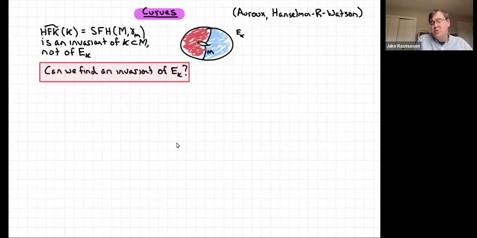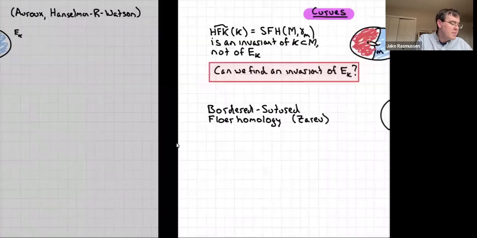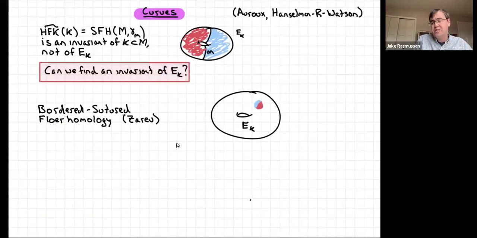So a very natural question to ask is, can we find a Floer homological invariant, kind of like the knot-Floer homology, but that's genuinely an invariant of EK, of the exterior, and not of the knot inside the manifold? How should we think about that? What's the Floer homology of the knot complement? It turns out that the right way to think about this question is via the bordered sutured Floer homology of Zarev, which itself is an extension of the bordered Floer homology of Lipshitz, Ozsváth, Thurston.